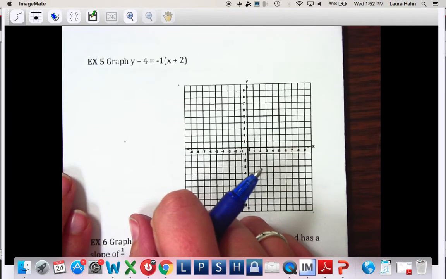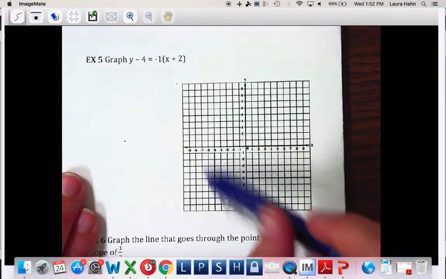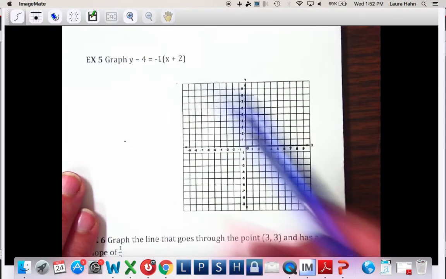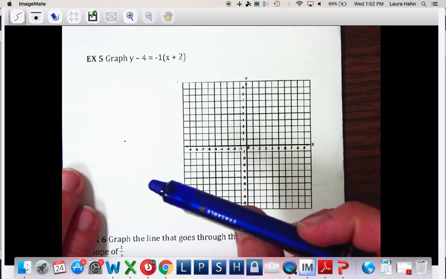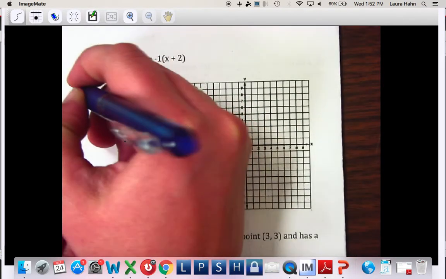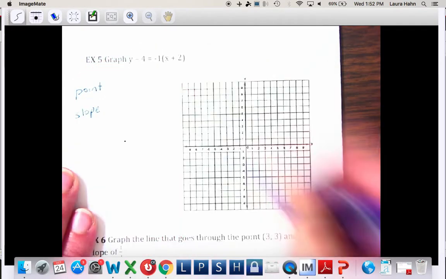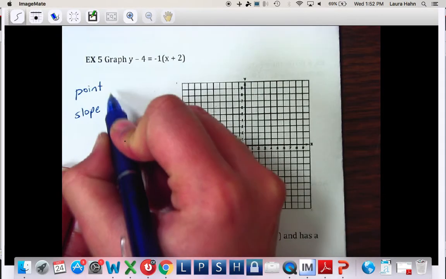Okay, it gives me an equation in point-slope form, and it's asking me to graph it. I had some students that wanted to convert it to y equals mx plus b, which you could, but you'd be doing unnecessary work because in point-slope form, I know the point, and I know a slope, and that is enough to graph.